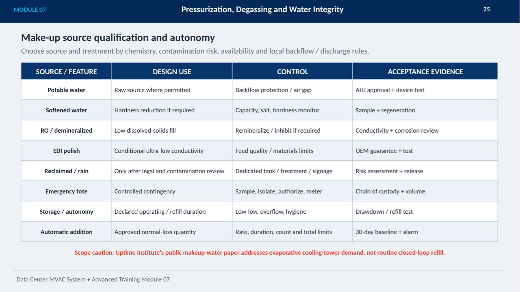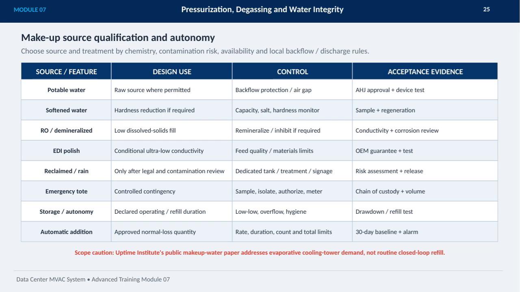When using softened water, hardness reduction is crucial, and ongoing control involves monitoring capacity, salt, and hardness levels. Reverse osmosis and demineralized water provide low-dissolved solids, but depending on the design, we might need to remineralize or add inhibitors, all while monitoring conductivity and corrosion potential. For ultrapure water, technologies like electrodeionization are considered, backed by OEM guarantees and testing.